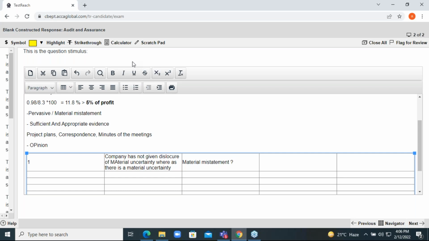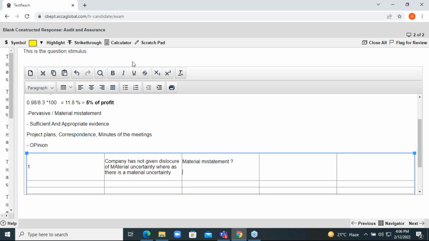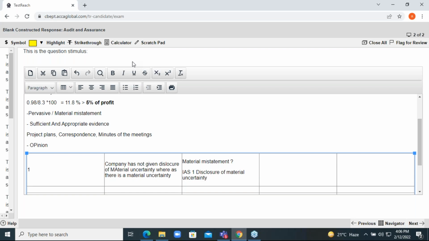Okay, so let me tell you, the important thing is that the company has not given disclosure of material uncertainty. Now, this is the requirement of IAS 1, the disclosure of material uncertainty. If the company has not given the material uncertainty disclosure, then it will be considered a mistake. So, it is a misstatement for sure.